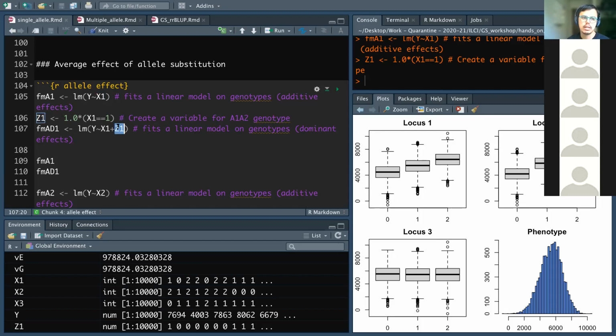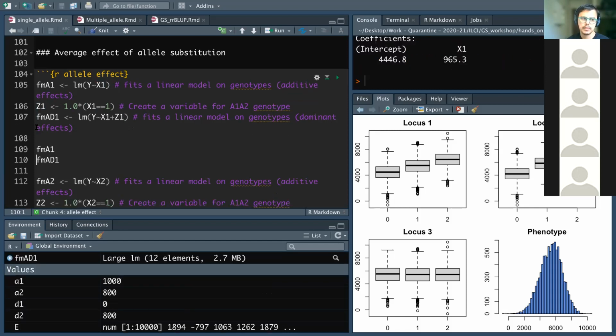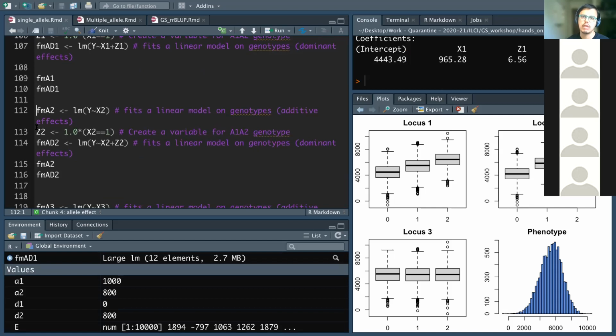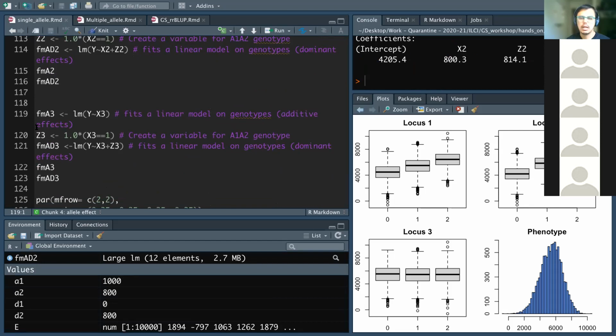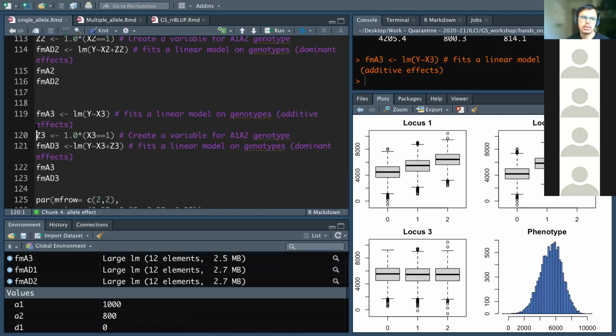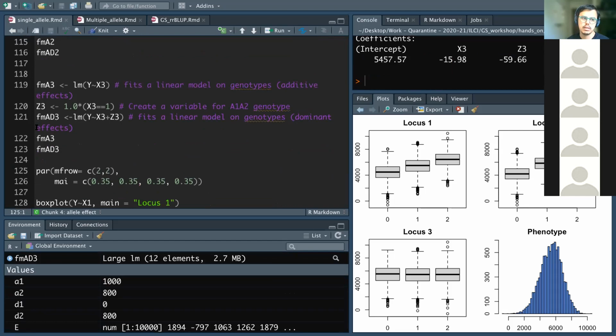So here we are going to assess the effect that only the heterozygous lines have in the population, because if they have an effect, that means there is going to be a dominance deviation in the effect of that locus. And then we just have to run the same for locus 2, and the same for locus 3. I'm just going to run locus 3 to show you that, as it doesn't have any effect, the slope of the linear regression should be equal to 0.